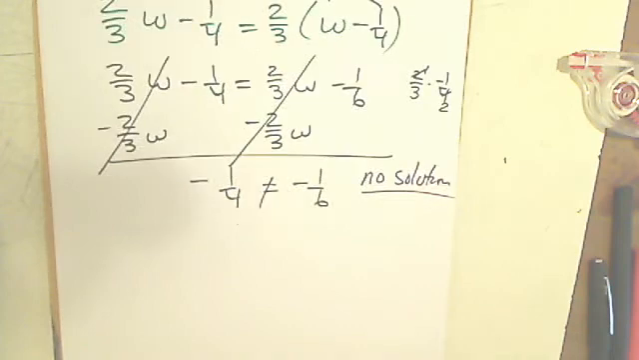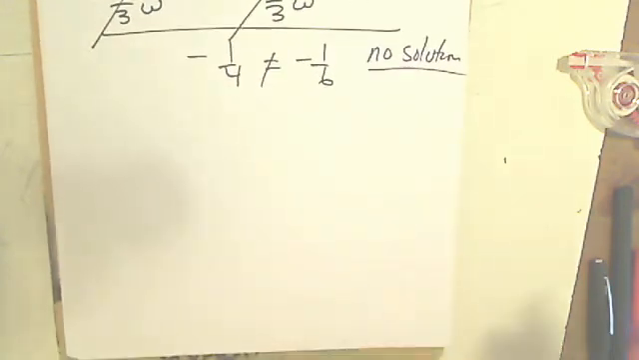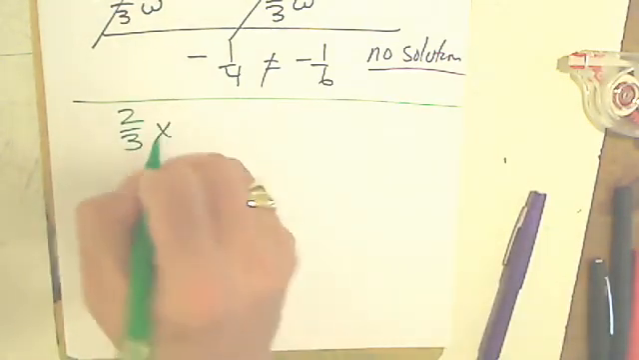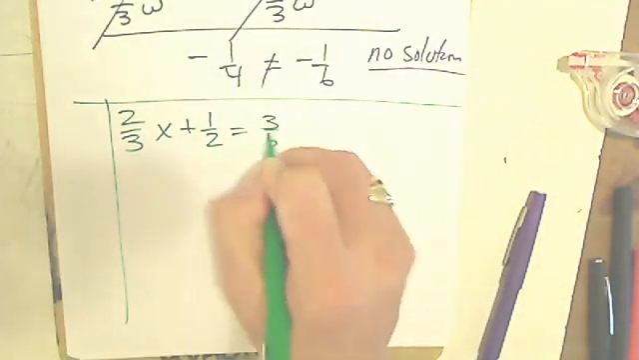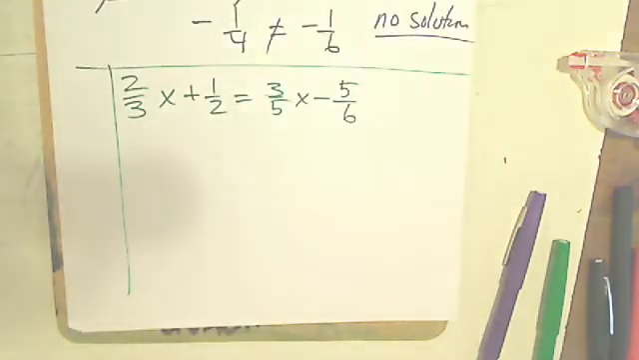I'm going to scoot this up. Let's do another fraction here. Any questions? And here we go. 2/3 x plus 1/2 equals 3/5 x minus 5/6.